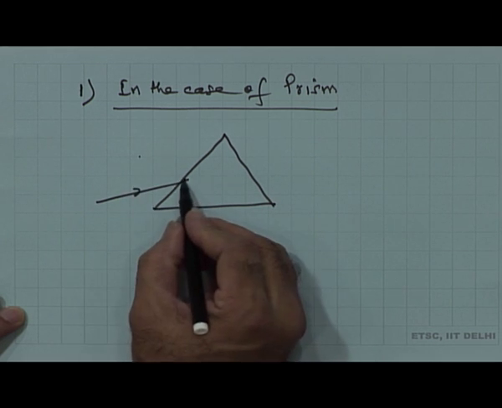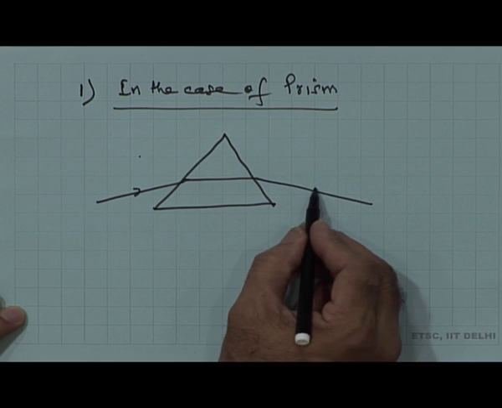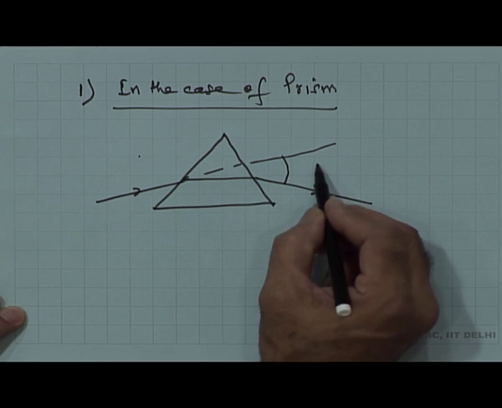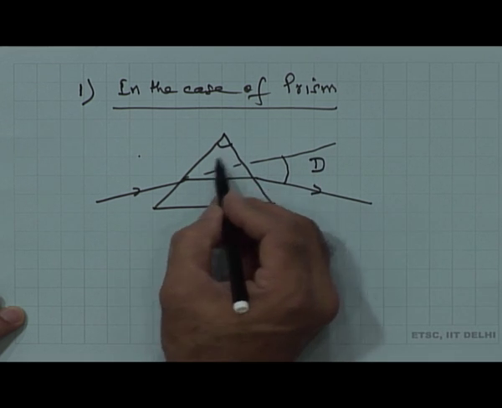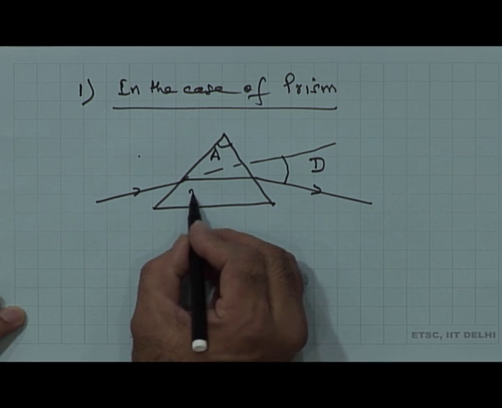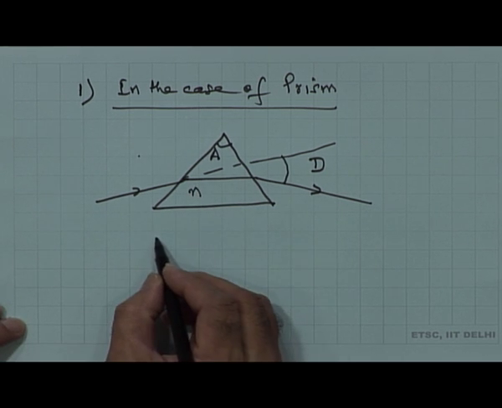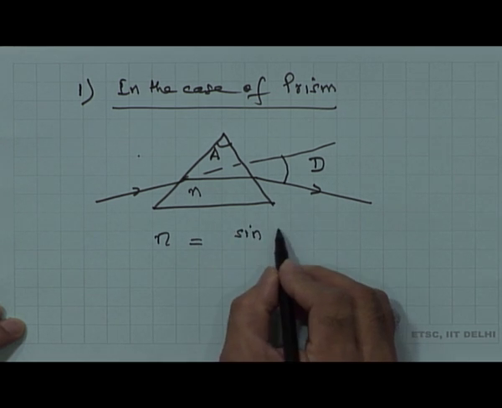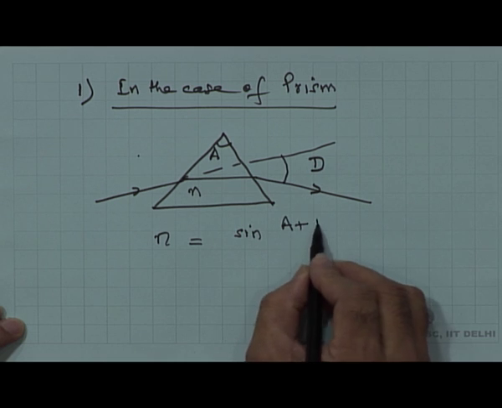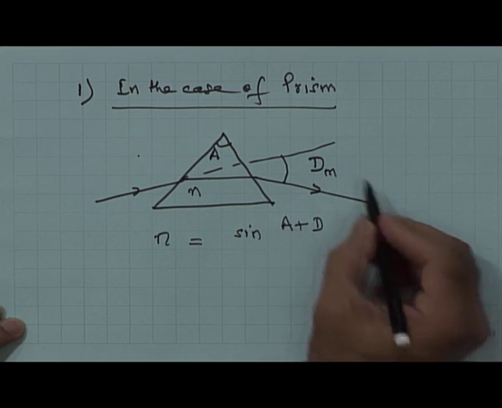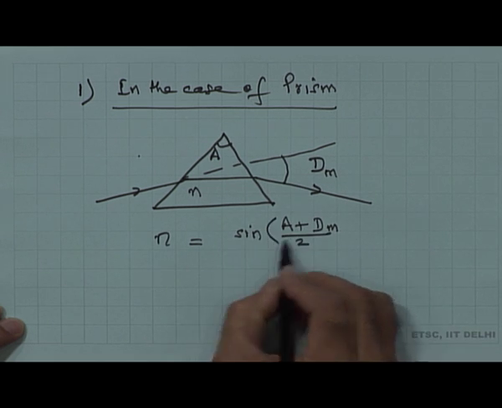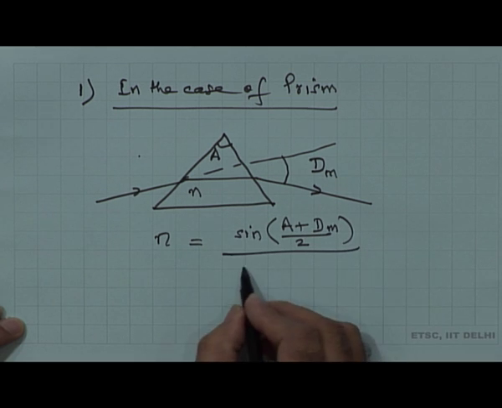This was the angle of incidence, and here the refracted ray, and then we had this angle of deviation D, angle A and refractive index of the prism, and then we said n is equal to sin((A + D_m)/2) divided by sin(A/2). Actually, this is true for the angle of minimum deviation D_m.